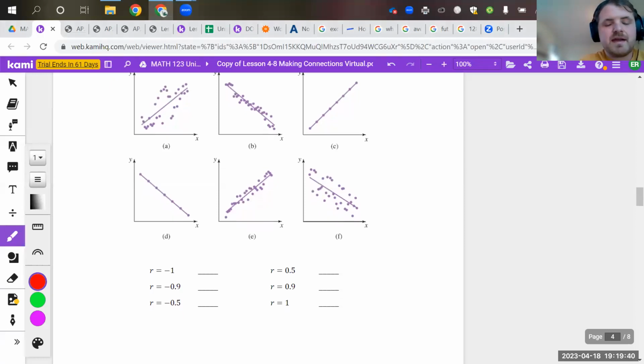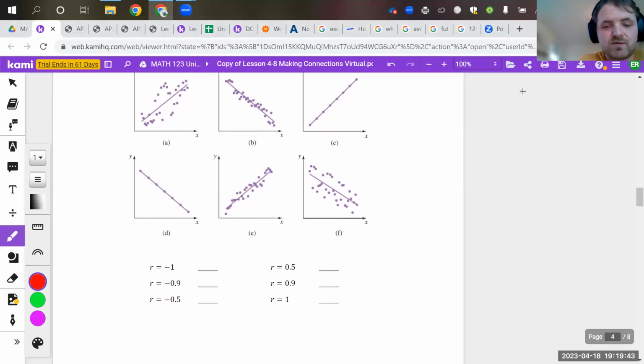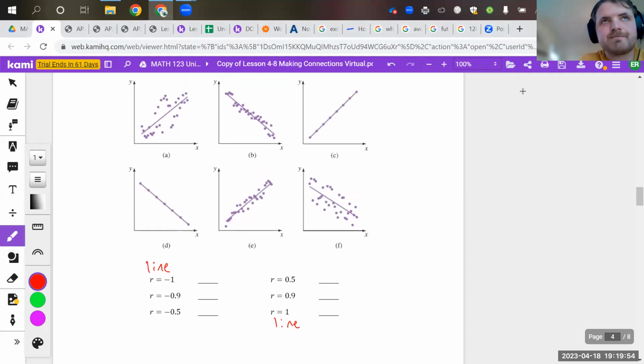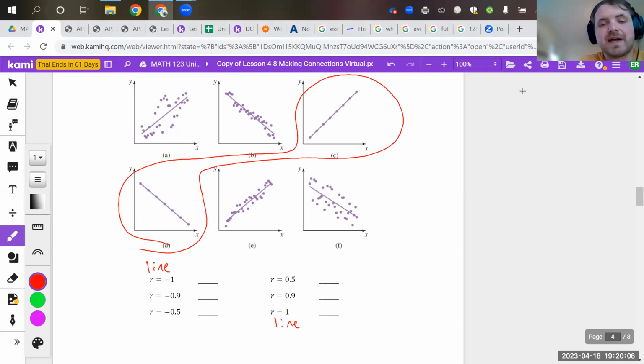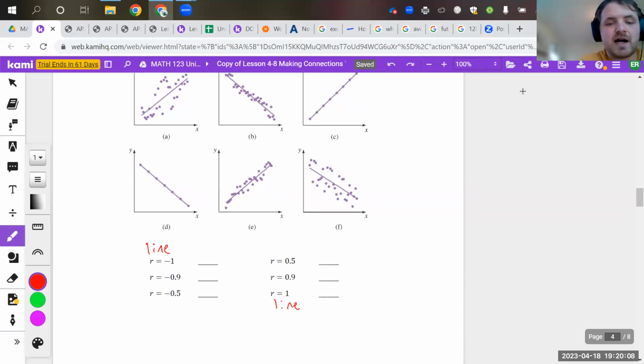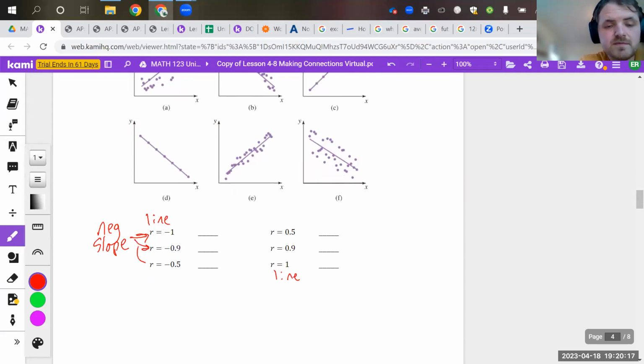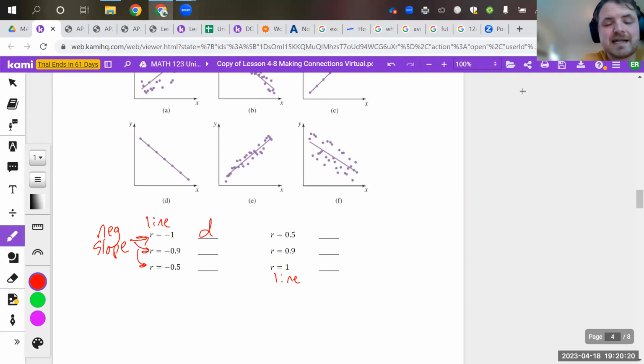So the ones that I think are the easiest to deal with first are the negative 1 and 1, because that's when they're falling on a straight line. So those are going to be the ones that are the most clear as to what the answer would be. Hopefully we can jump to the fact that negative one should either be D or C, because they're perfectly on that straight line there. That negative one, you can think about it as having a negative slope. Really, all of these have a negative slope. So it should be D as that first one.